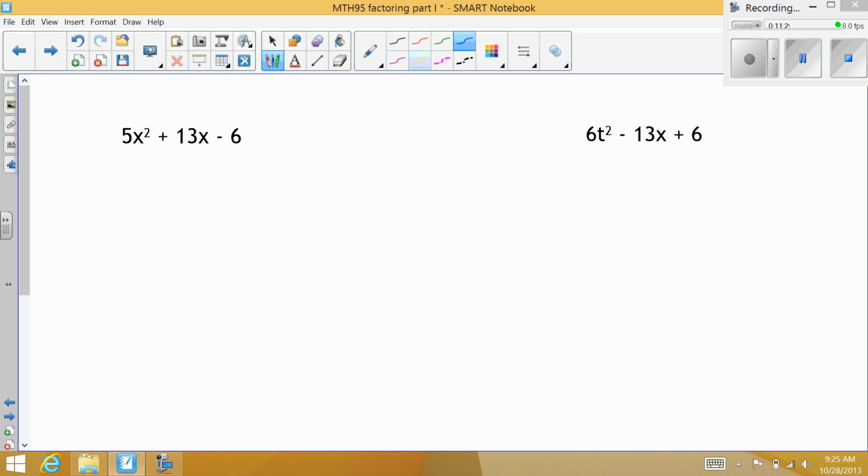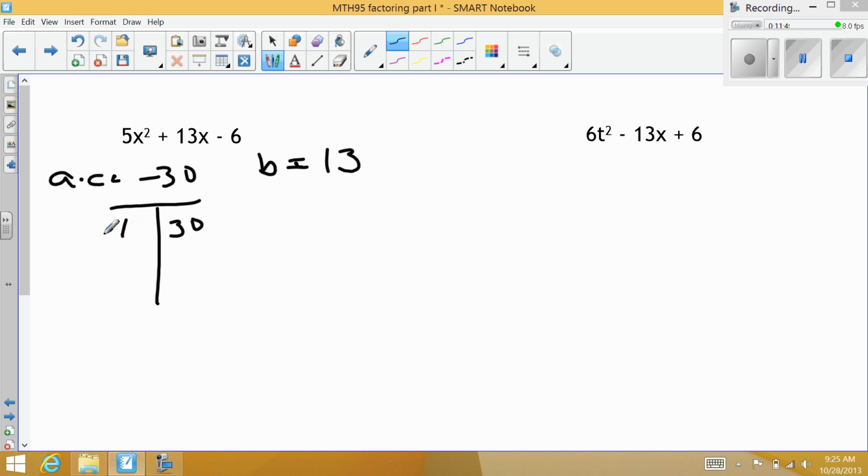So again, on this one, my A times C is 5 times negative 6, which is negative 30, and my B value is 13. So I'm looking for two numbers that multiply to negative 30 and add up to 13. So going through with negative 30, I could do negative 1 times positive 30, or 1 times a negative 30. Negative 2 times 15, and those add up to 13, don't they? So no reason to go any further.